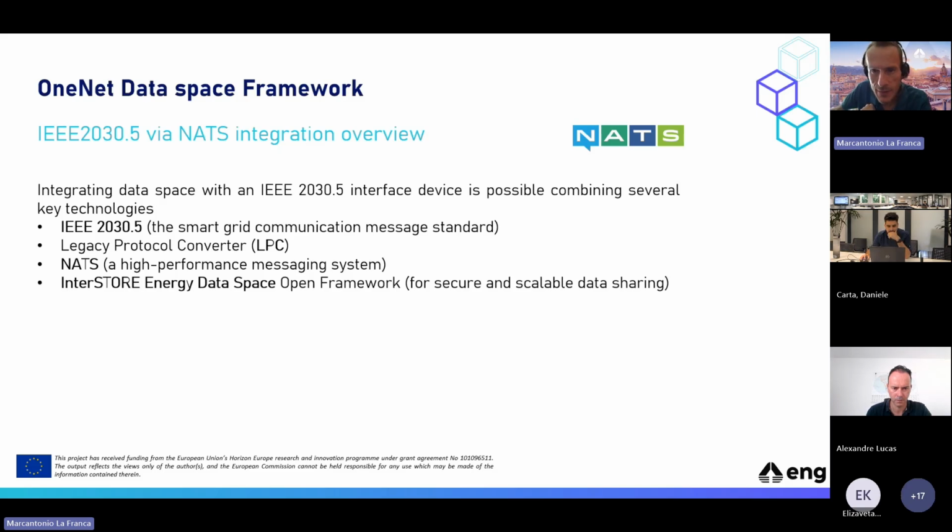Integrating the data space with this standard is easy by leveraging a combination of advanced technologies. At the core of this integration is, of course, the standard IEEE 2030.5. To transform messages and bridge the gap between older device systems and the new message interface, we can use the legacy protocol converter. Efficient communication between the components can be handled by the NATS server, the NATS protocol and high-performance message system. And finally, we can use the InterSTORE Energy Data Space Open Framework to provide an environment for secure and scalable data sharing.